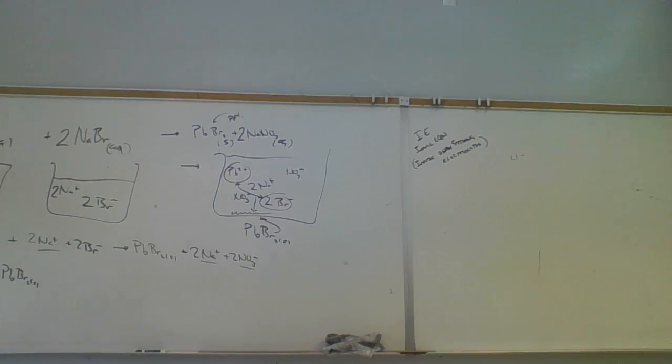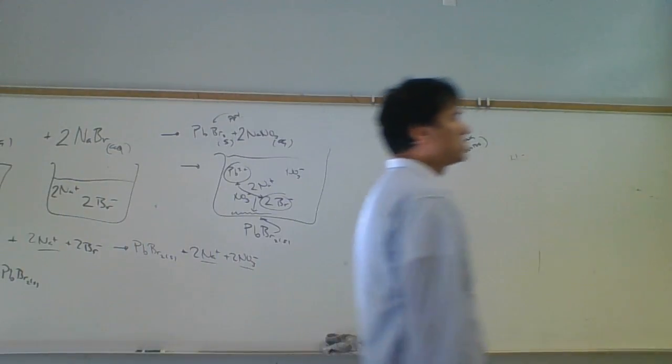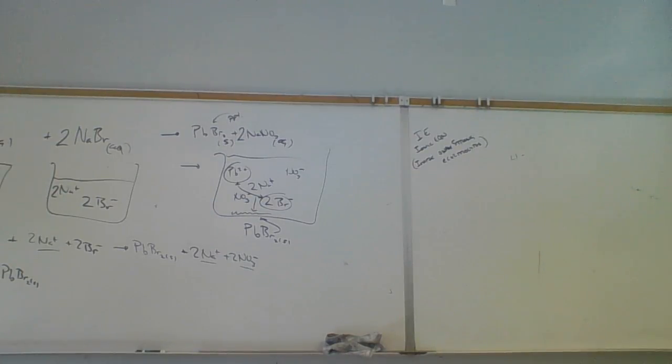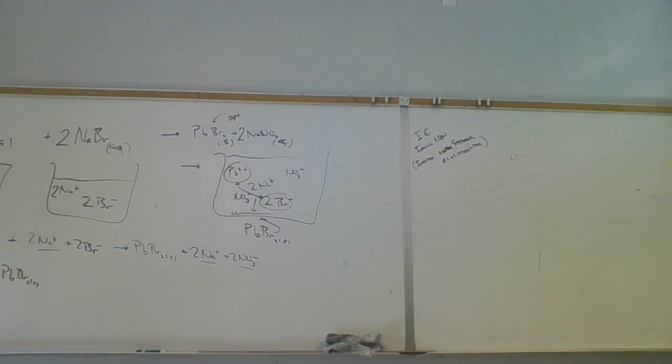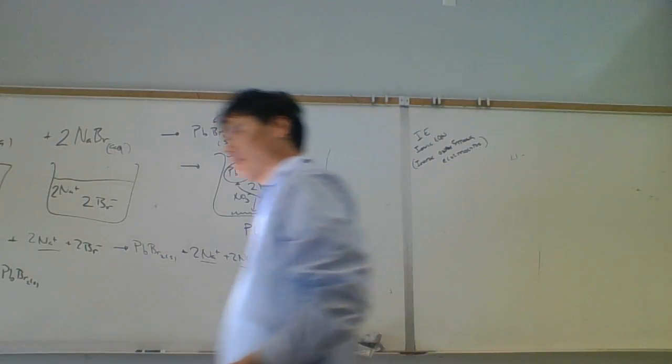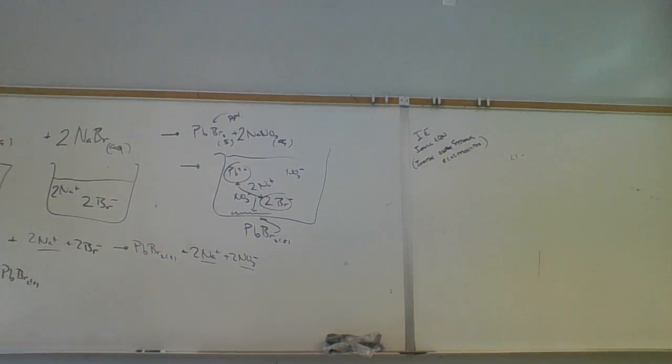So here, this is called the conventional or complete equation. And then we see the driving force. The driving force is the precipitation of the lead-2 bromide. Here, we determine if it's a precipitate or not. And then we write out the ionic equation. Here's the ionic equation. Then we get rid of the spectators. Come up with the net ionic equation here.